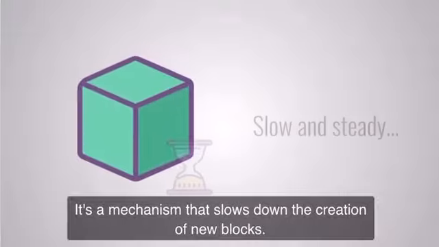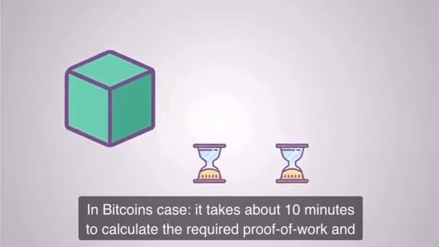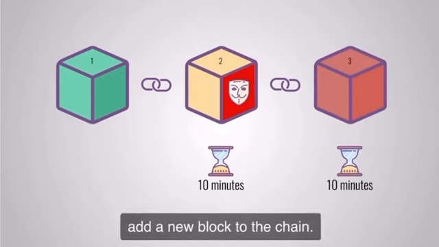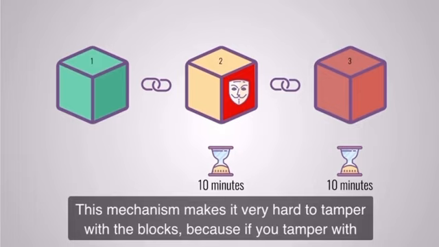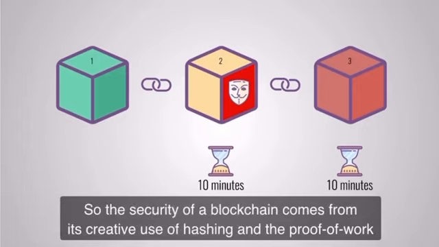So to mitigate this, blockchains have something that is called proof of work. It's a mechanism that slows down the creation of new blocks. In Bitcoin's case, it takes about 10 minutes to calculate the required proof of work and add a new block to the chain. This mechanism makes it very hard to tamper with the blocks, because if you tamper with one block, you'll need to recalculate the proof of work for all the following blocks. So the security of a blockchain comes from its creative use of hashing and the proof of work mechanism.